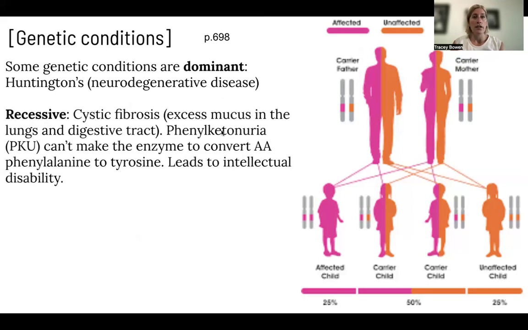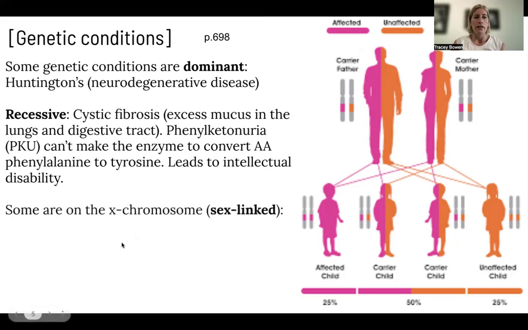Recessive genetic conditions are things like cystic fibrosis, which is where excess mucus is made in the lungs and the digestive tract. It causes you difficulties breathing and then also digesting food. Phenylketonuria is where you can't make the enzyme to convert the amino acid phenylalanine to tyrosine, and this leads to intellectual disabilities. And then there are some diseases that are on the X chromosome.